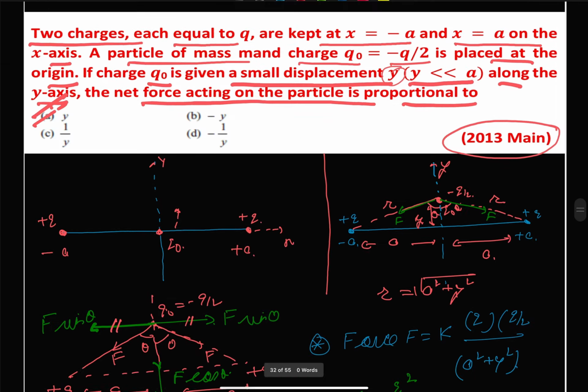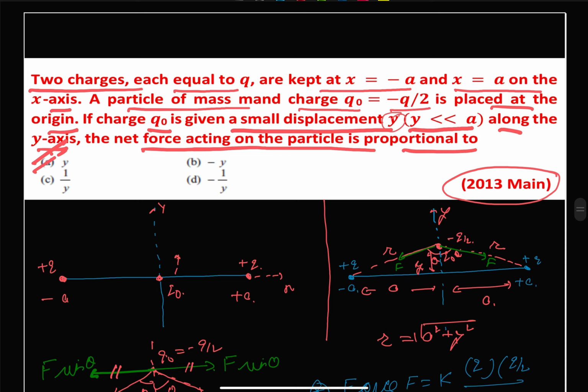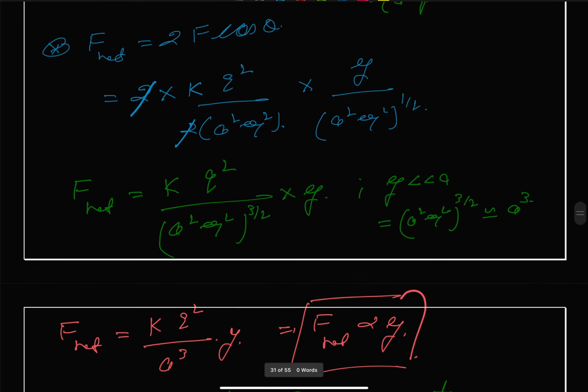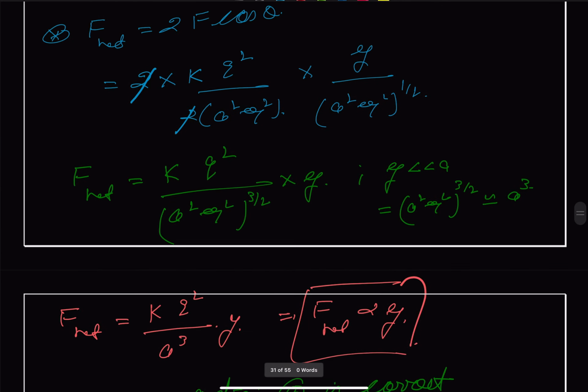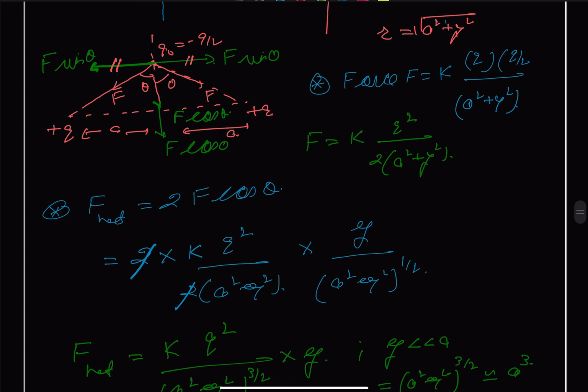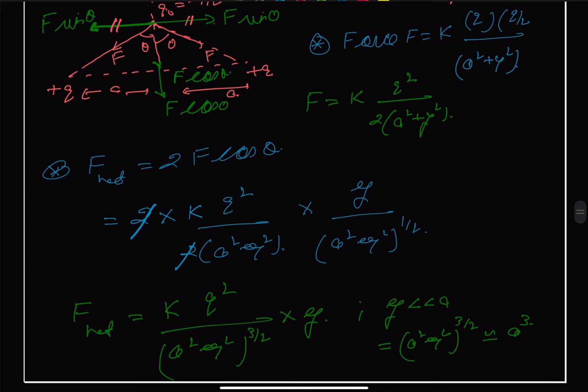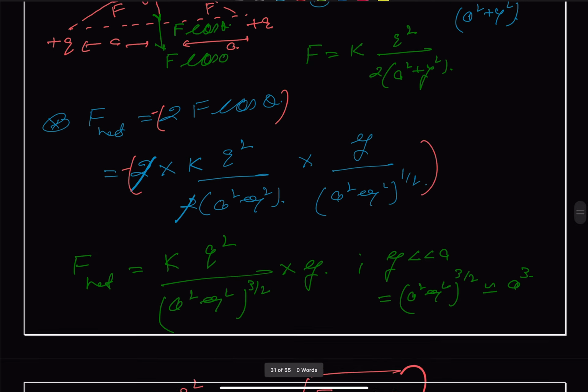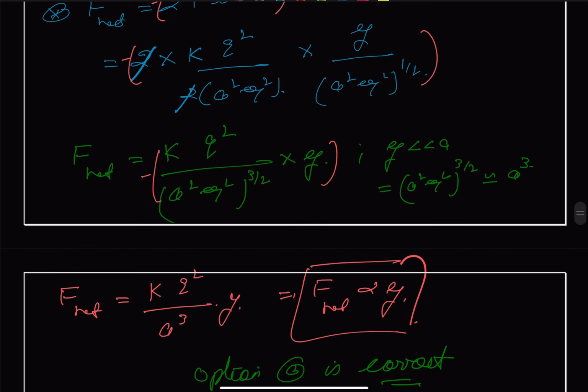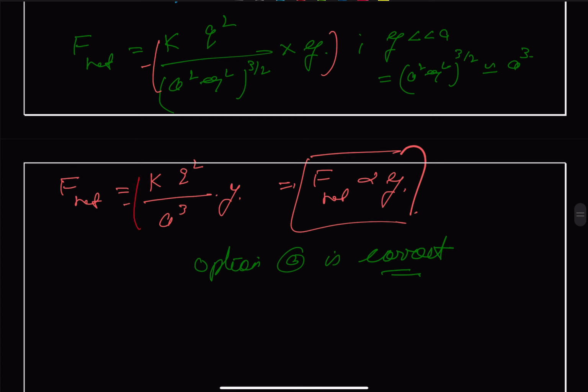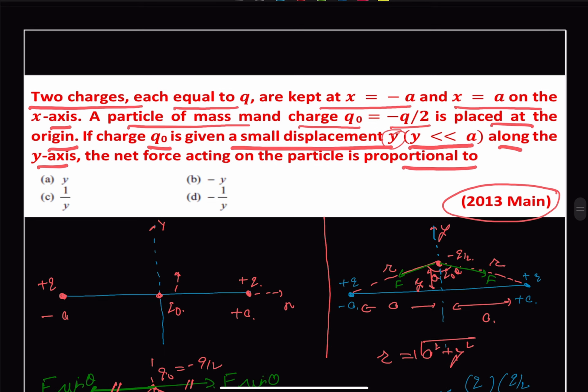So one second, let me check. Sorry, my mistake. Here the force is along minus y-axis. I forgot to add that part because it is acting in the lower direction, so we are going to get this as F net will be equal to minus K Q square upon a cube multiplied by y, so we get option B is correct. This is the correct one.